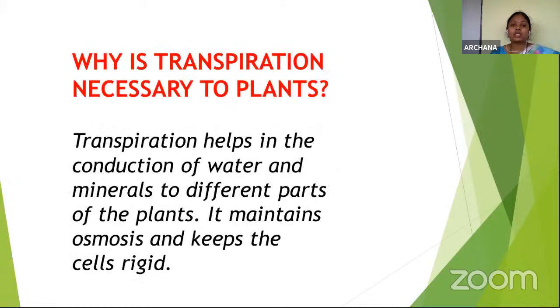Now, what is the importance of transpiration? Why is transpiration necessary to plants? Transpiration is necessary because it helps in the conduction of water and minerals to different parts of the plant. It maintains osmosis and keeps the cells rigid. The extra water from the plant cells goes out in the form of water vapor through transpiration.